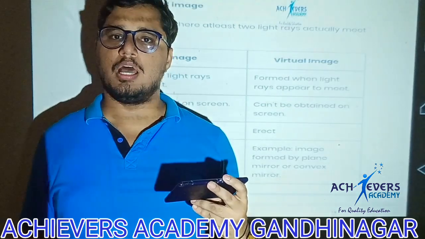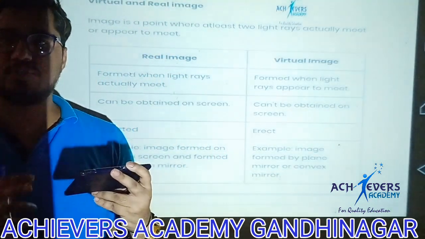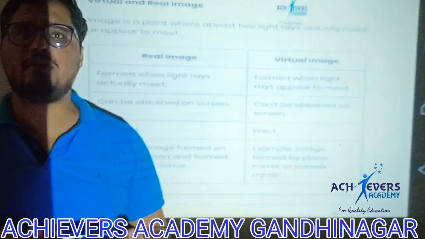After the reflection, the image is being formed. The image is formed, right? So what kind of image is being formed? There are two kinds of image. The nature of the image is virtual and real.